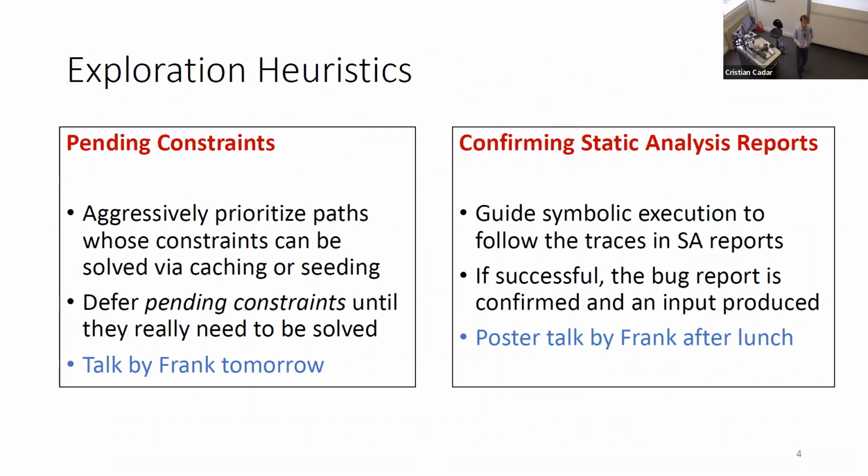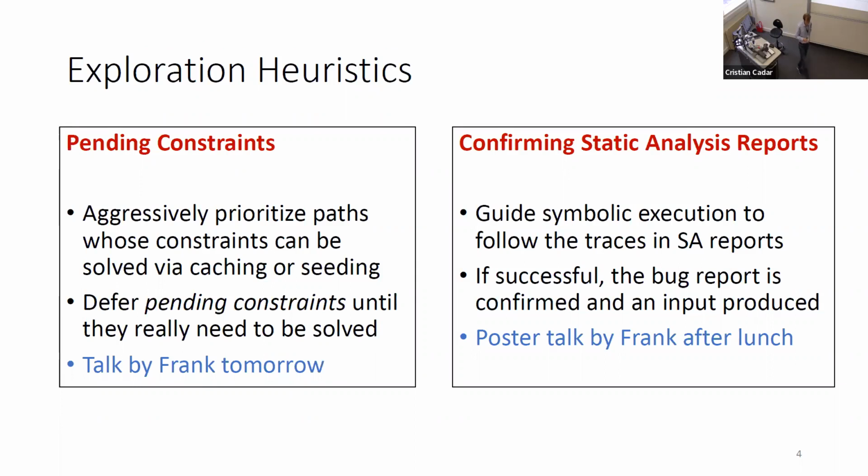We're also working a lot on exploration strategies. One project that we have is on pending constraints, where we try to aggressively prioritize paths for which we already know that they were already solved via caching or via seeding, and defer all other pending constraints. Again, we'll have a talk on this by Frank tomorrow.